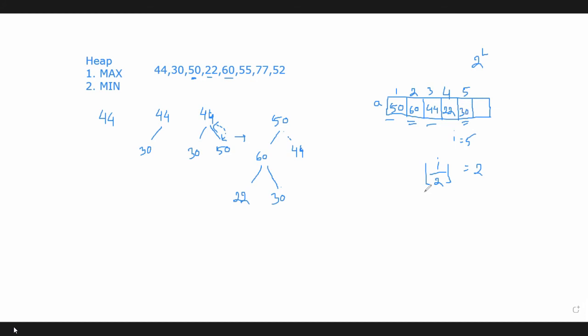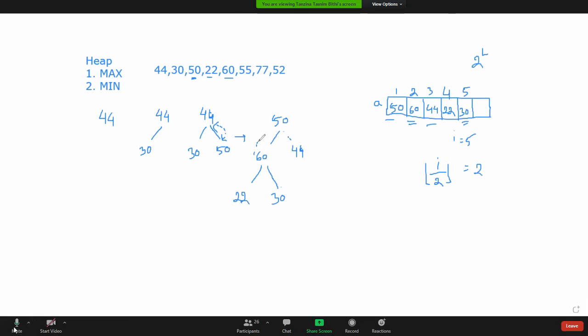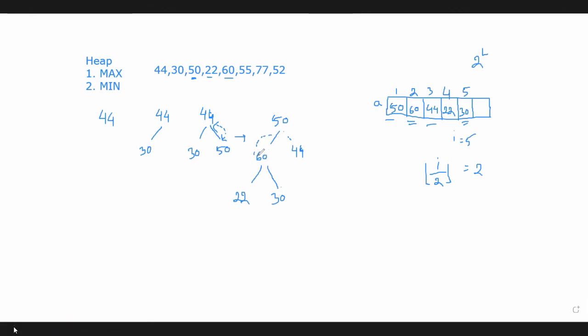Is it a max heap tree? No, because 50 is its left child. That means here we have to change these two values. Now we are going to change the position of which two nodes? The parent node with its left child. So now 50 will be inserted here as the left child of 60.